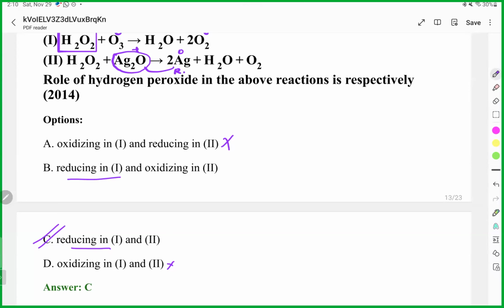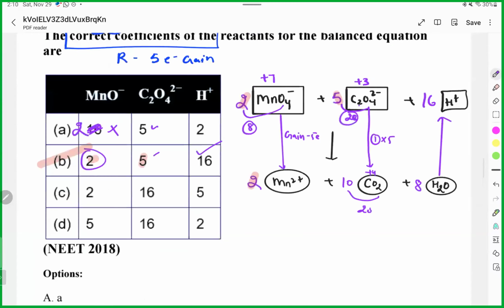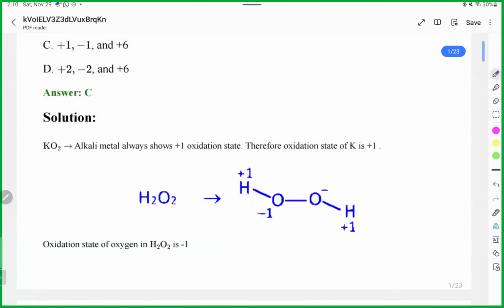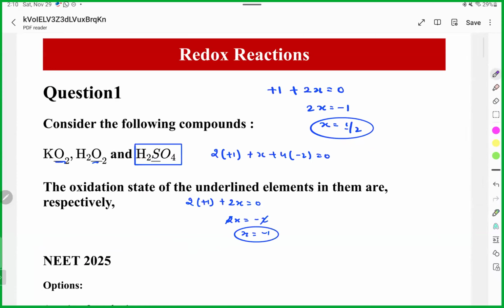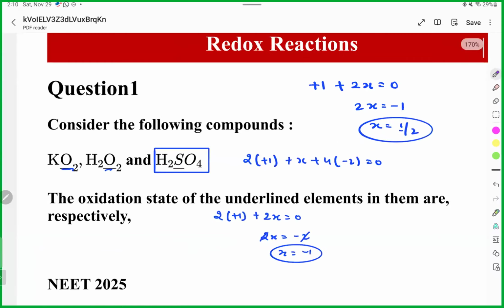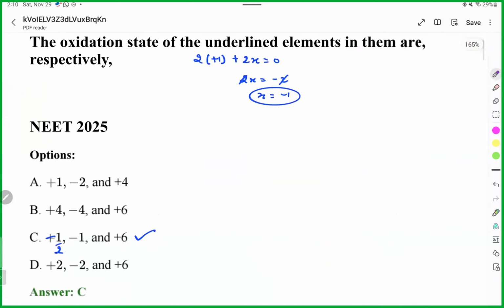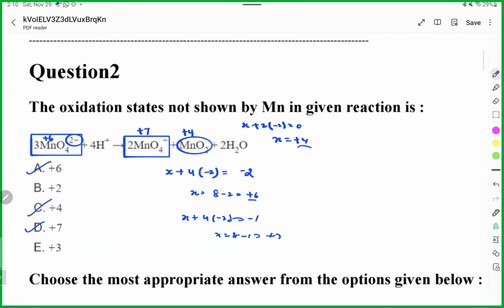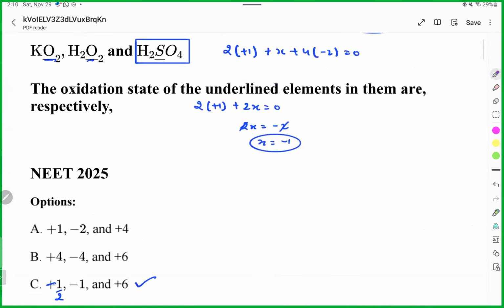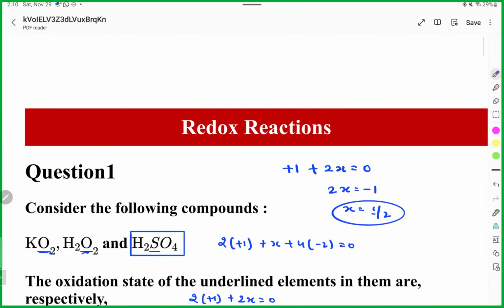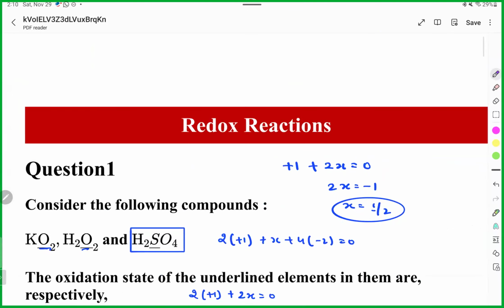Trust me, in NEET, you will never get it wrong. See, even 2025. If you look at this question, simple oxidation state, right? And when you saw this question, you would have been like, oh, at least I know this perfectly. Even 2025 questions were easy from this. So NEET never gives tough questions from this chapter.